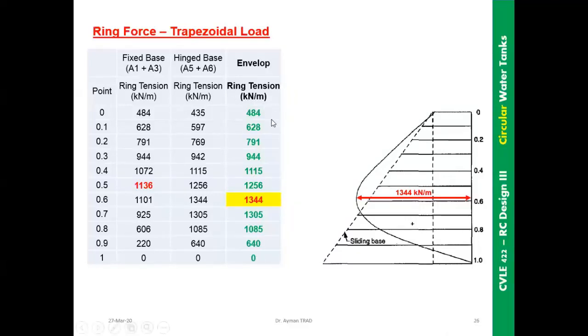And on this envelope diagram the maximum ring tension will be equal to 1344 kilonewton for 1 meter of strip. لاحظ دايما عم نقول اليونت هي per meter. Ring tension is a force, so unit of the force is kilonewton. But we say that per meter to keep in mind that our design is for only 1 meter of strip.